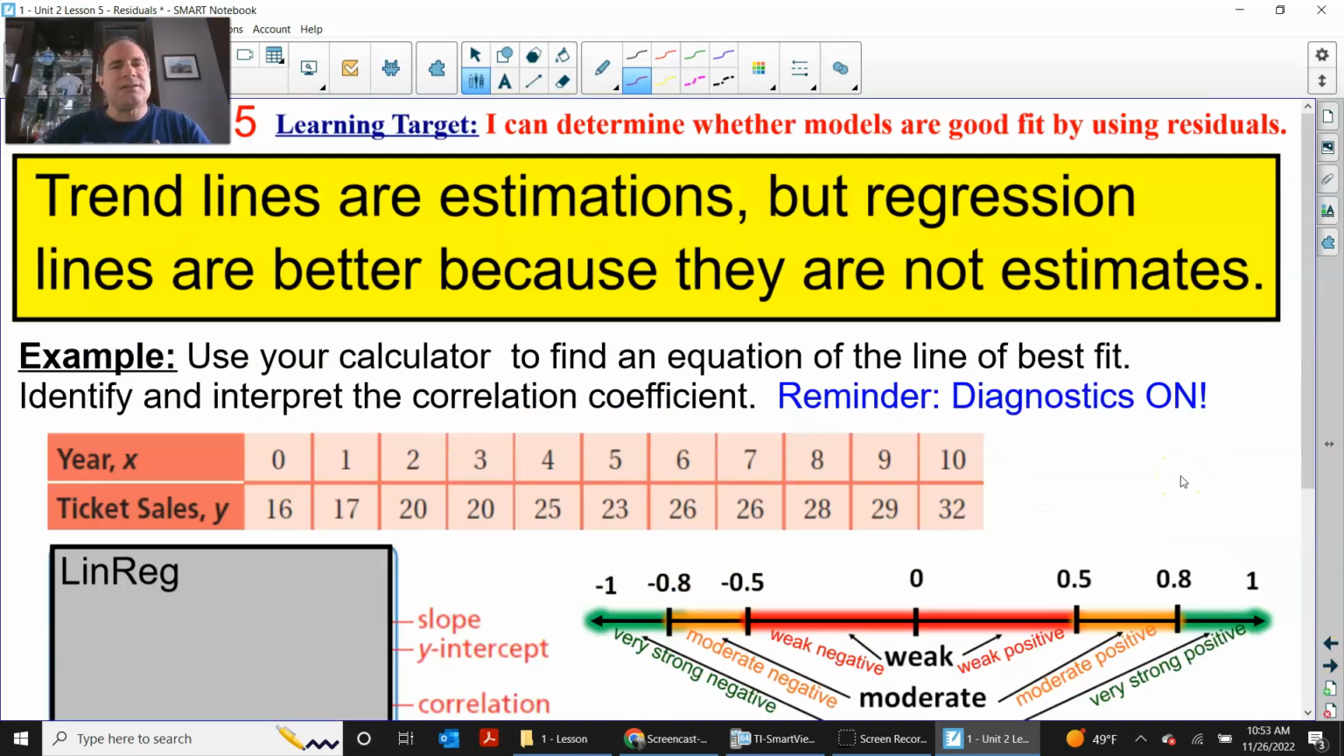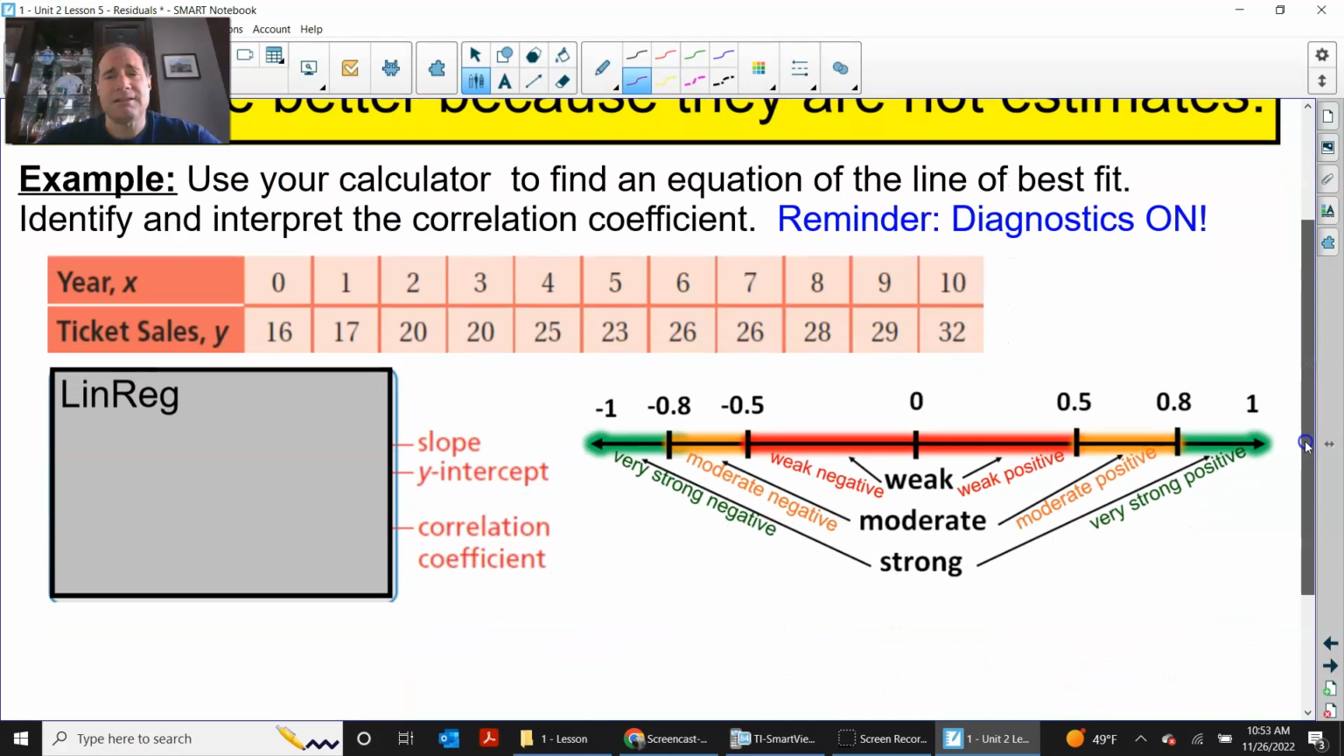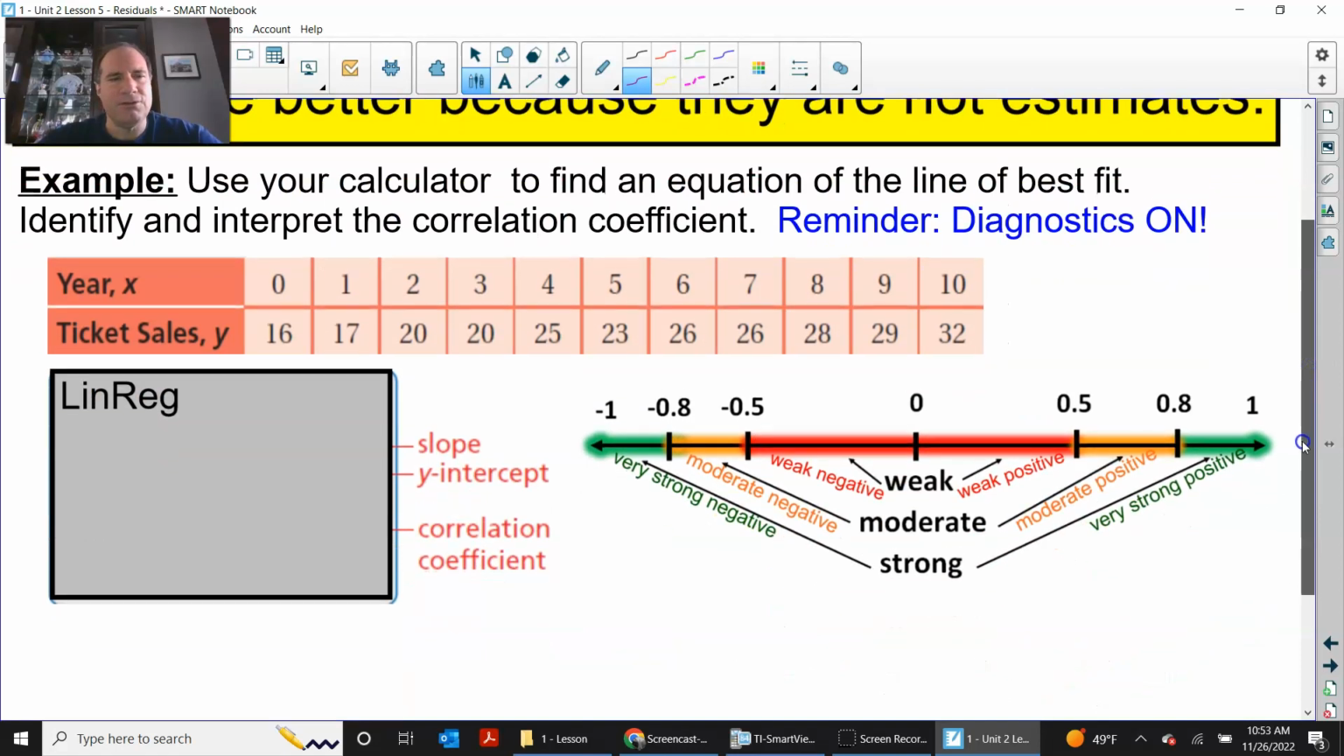So trend lines are estimations. We know that, but regression lines are better because they're not estimates. So use your calculator to find an equation of the line of best fit. Remember, identify and interpret the correlation coefficient. Reminder, diagnostics must be on for you to do this.